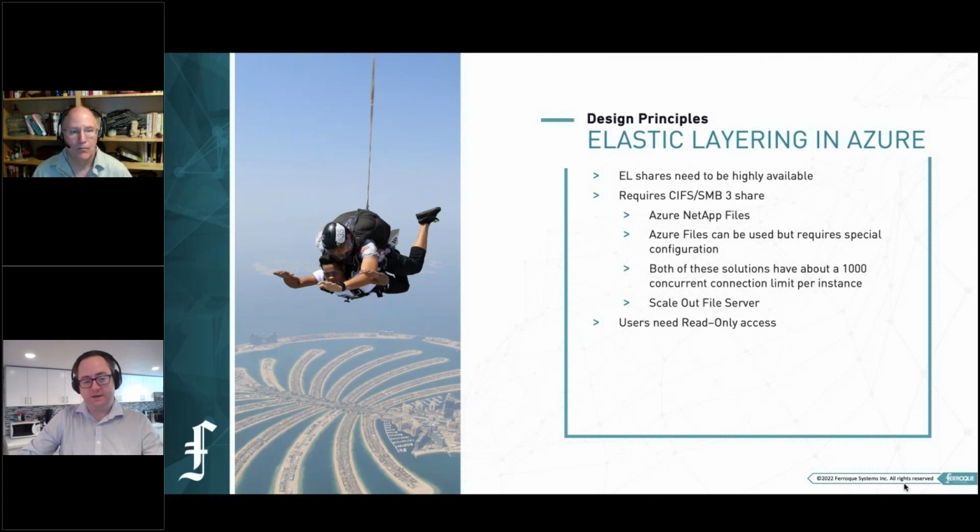Specific to those shares, they'll require CIFS or SMB3. Customers regularly lead with Azure NetApp Files for their elastic layer shares. Azure Files can also be used, but Azure Files require some special configurations there, use of an API key for access from the appliance. Customers typically have the best results scaling their file share instances out in 1,000 concurrent connections. You can also use a scale out file server as well.